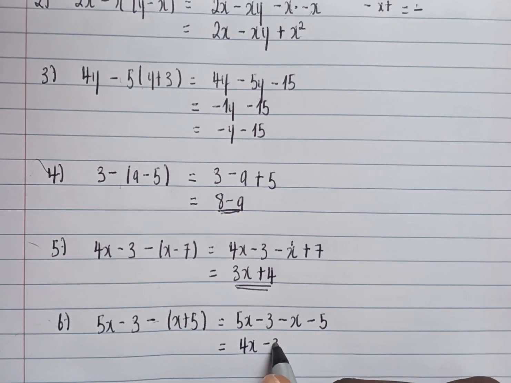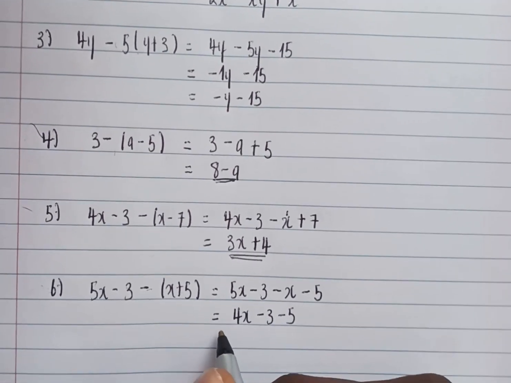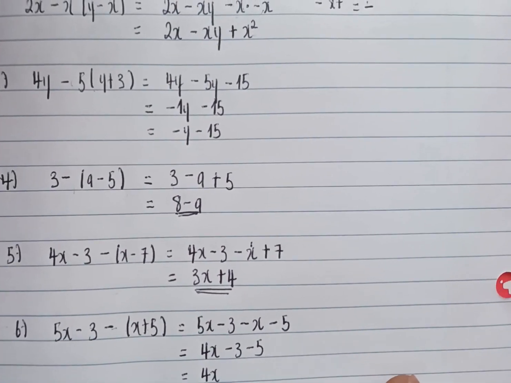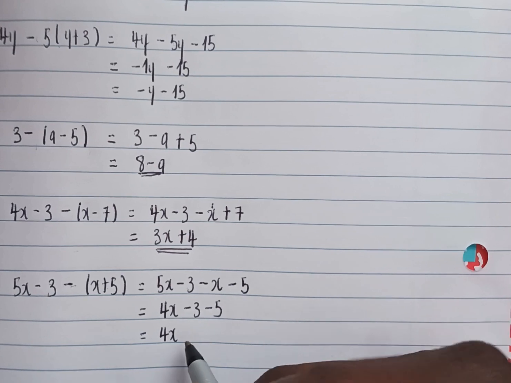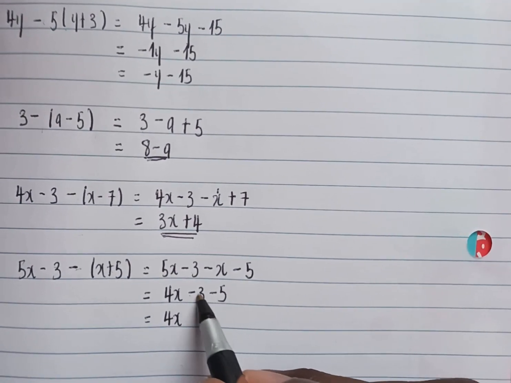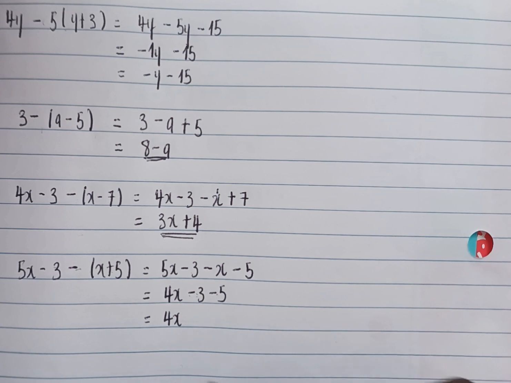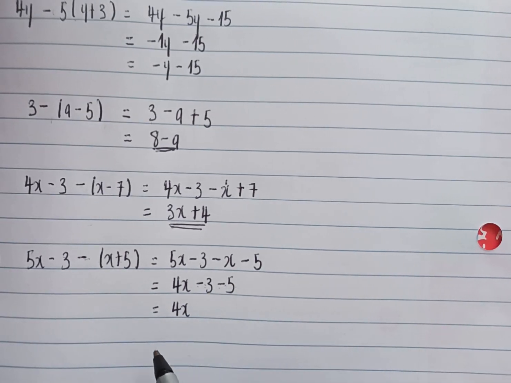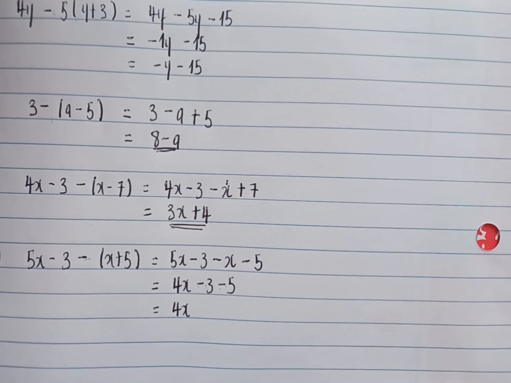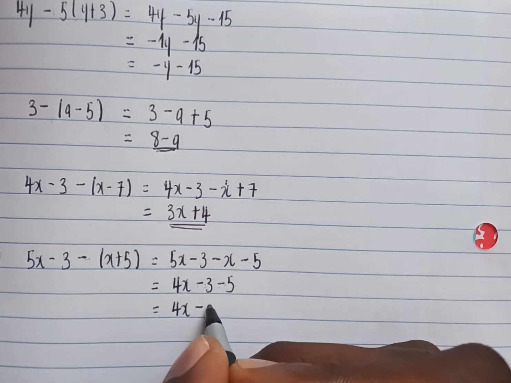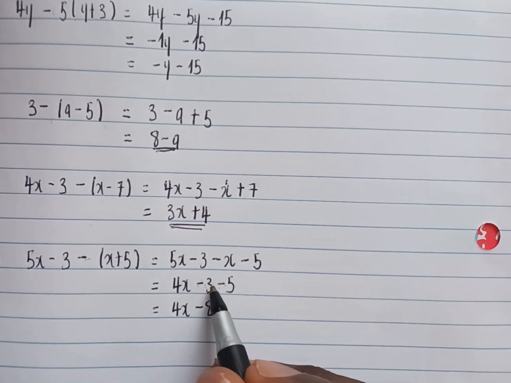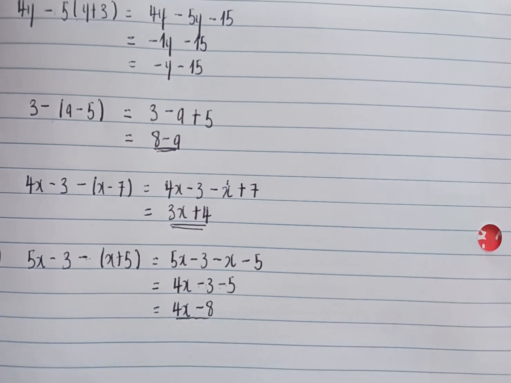Let me just write it by the side. Minus 3 minus 5. So this will give me 4x minus 3 minus 5. Here we have a series of negative signs. When a negative number is subtracted from a negative number, we usually add them and maintain the negative sign. So minus 3 minus 5 is like 3 plus 5, but I maintain the negative sign, so it gives minus 8, because of the dominant sign of the digits. So this is my answer.